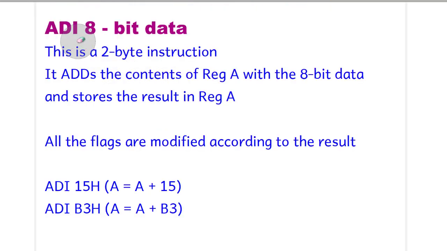Then we see the instruction ADI, which is an arithmetic instruction. The three previous ones were all logical, this is arithmetic. ADI 8-bit, ADI means add immediate. This is a 2-byte instruction. It adds the contents of register A with the 8-bit data and stores the result in register A. All the flags are modified in this case. For example, ADI 15H is A equal to A plus 15. ADI B3 is A equal to A plus B3, and the result is stored in register A.